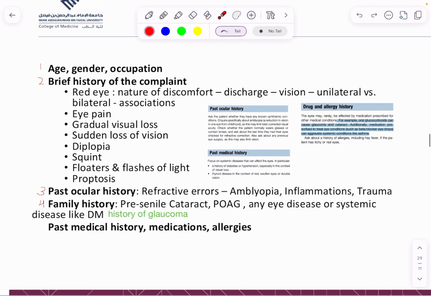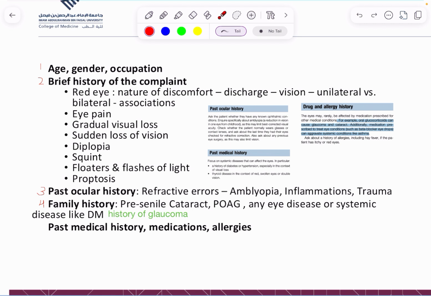Okay, we come to history. So first, the history in ophthalmology is going to be very focused because the main complaints are very limited. It's not a wide range. We're going to start with the age and the gender and the occupation. The doctor said something important. If you could ask one question for patients who are of older age, it would be if they're diabetic. So you could keep that in mind if you get an older patient.